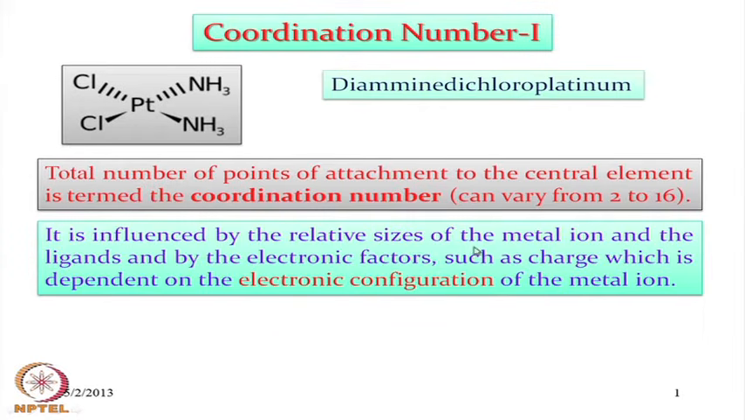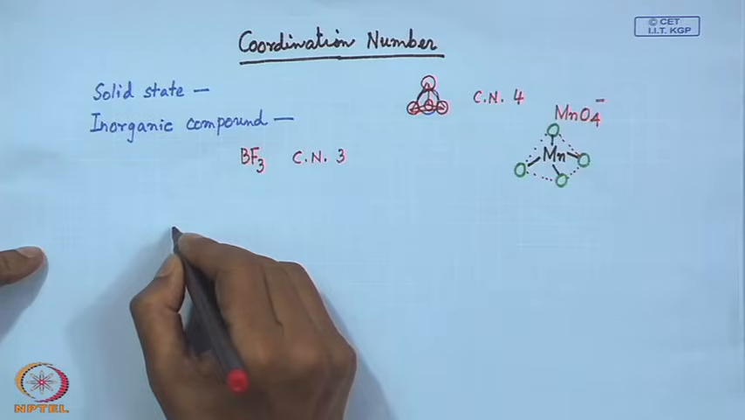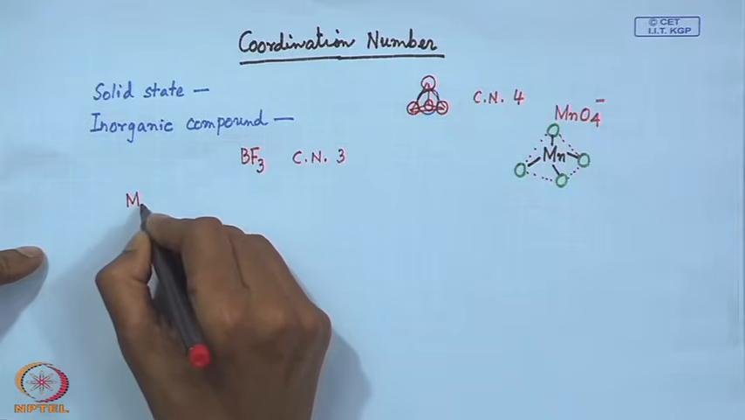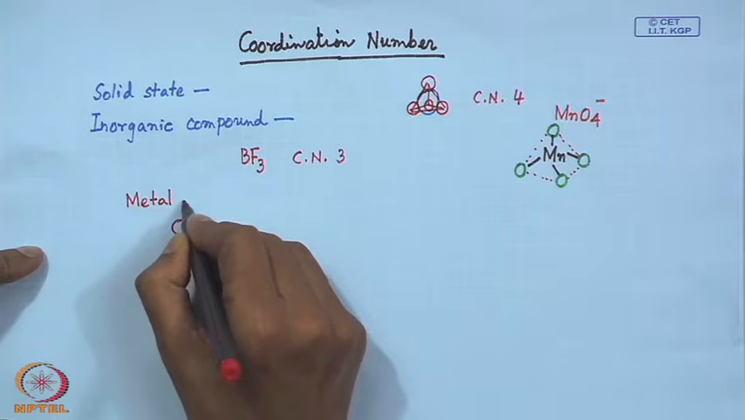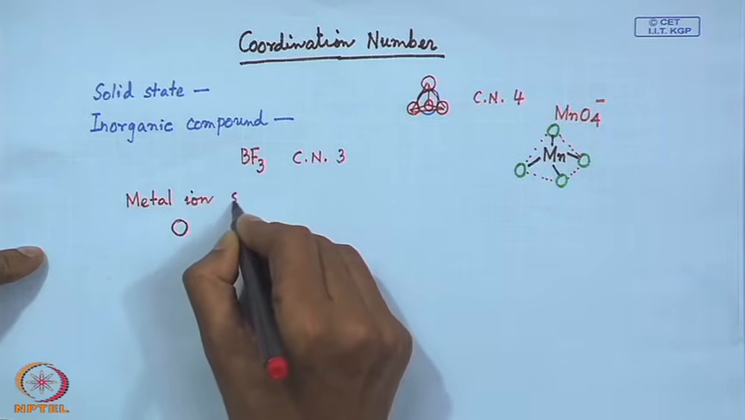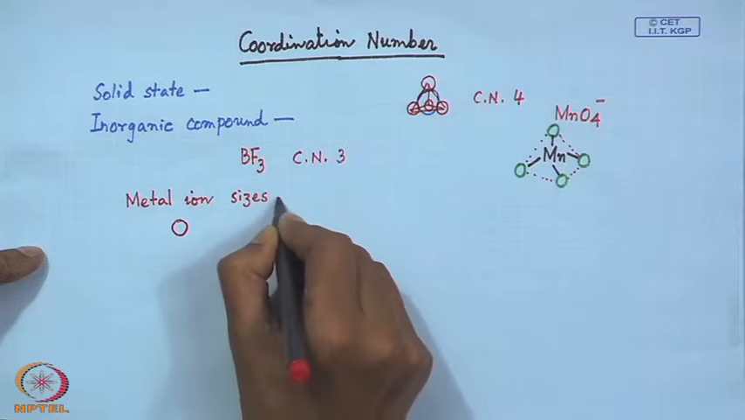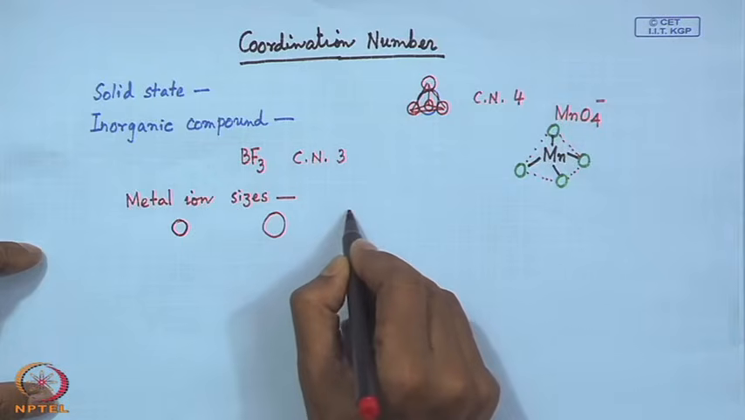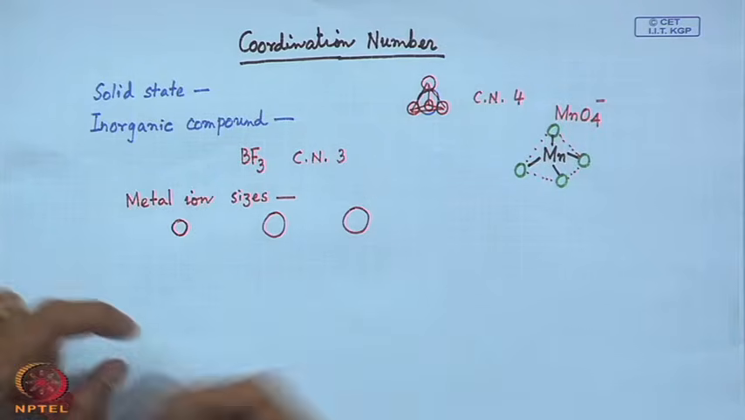So, the relative size of the metal ions and ligands are the corresponding determining factors, and the relative size of these ligands and metal ions will serve the purpose of choosing the corresponding coordination number. So, if we have a corresponding small metal ion, that means the metal ion sizes are important, and if we can have relatively bigger and bigger ones.